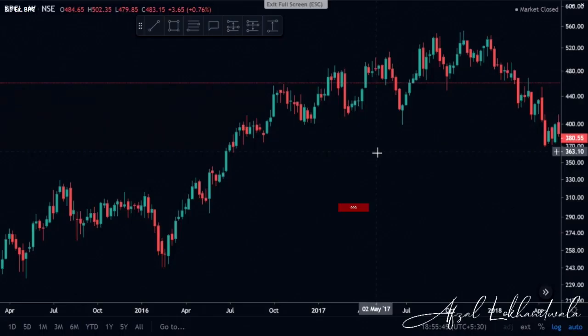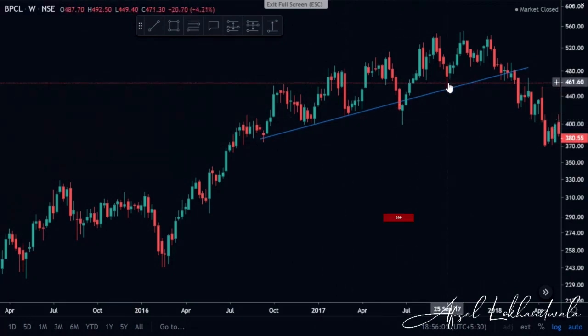We are on the weekly chart of BPCL. Clearly, we can see an uptrend in this area. We draw a trend line by connecting all the swing lows. We get 1, 2, 3, 4, 5 touches of this trend line before the trend line was broken finally somewhere here.